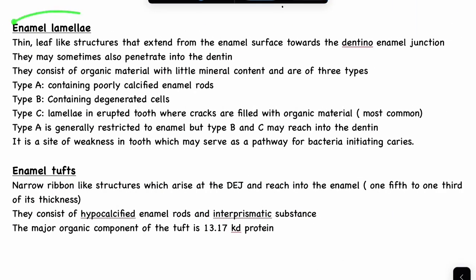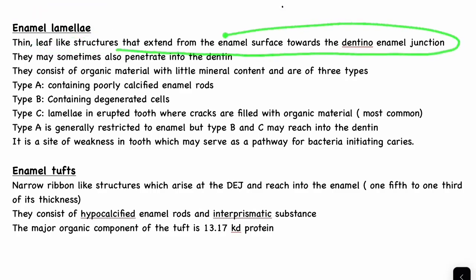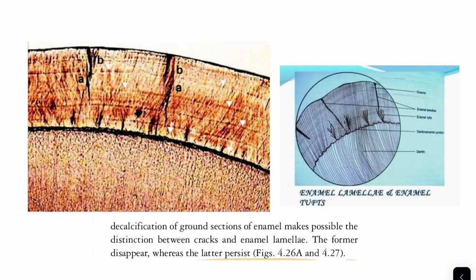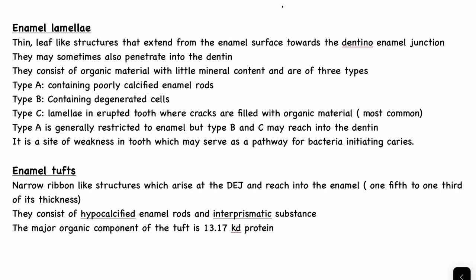Now coming to enamel lamellae. Enamel lamellae are thin leaf-like structures that extend from the enamel surface towards the dentinoenamel junction. They may also sometimes penetrate into the dentine. They consist of organic material with little mineral content and are of 3 types. So what is enamel lamellae?